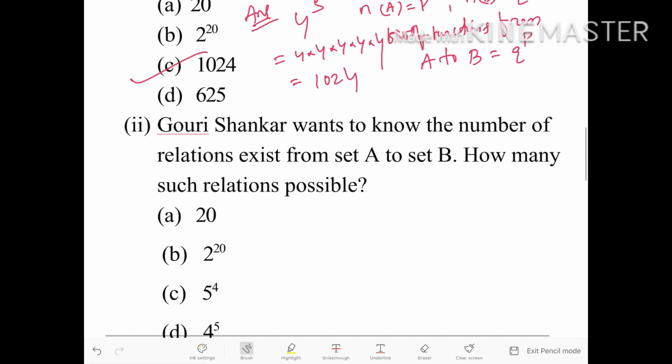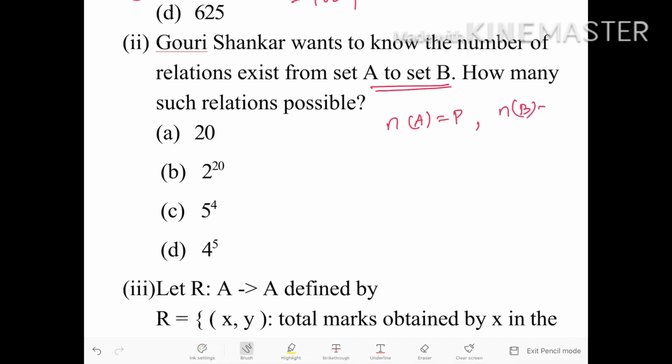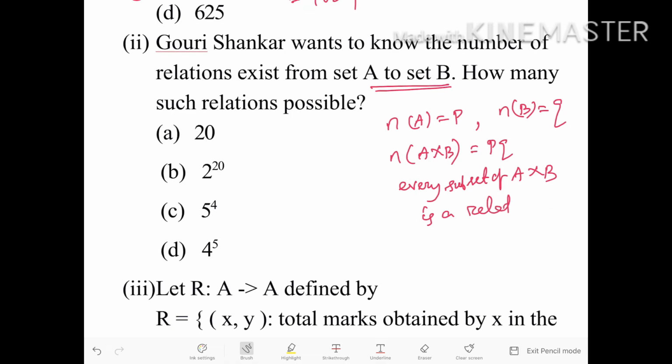Now comes question number 2. Gauri Shankar wants to know the number of relations that exist from set A to set B. How many such relations are possible? So in class 11th we know this: if a set A contains P elements and another set B contains Q elements, then A cross B, the Cartesian product of A and B, contains PQ elements, and every subset of A cross B is a relation from A to B.